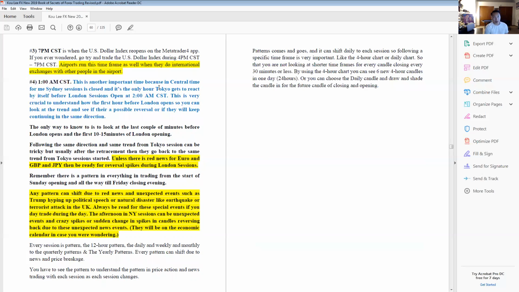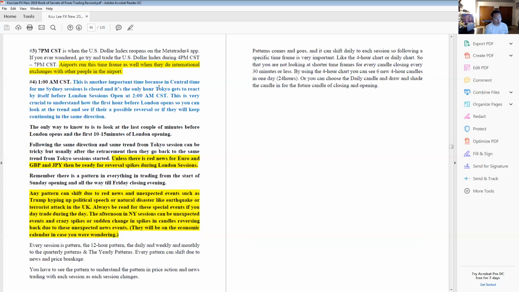I'm not saying look at every single international airport and see which one has the most exchanges. No, that's not what you should be looking at. And let's see, unless there's red news for euro and GBP versus fixed. Oh, because I'm talking about London sessions. I'm just trying to run through here with you guys.